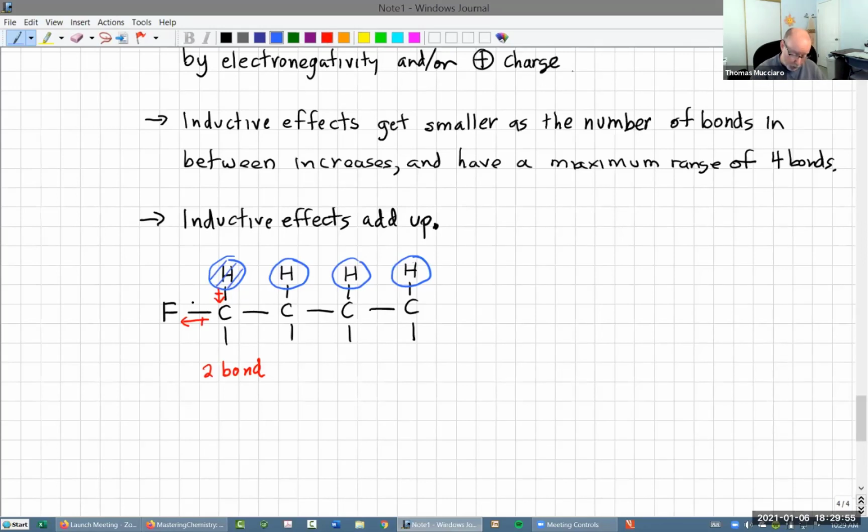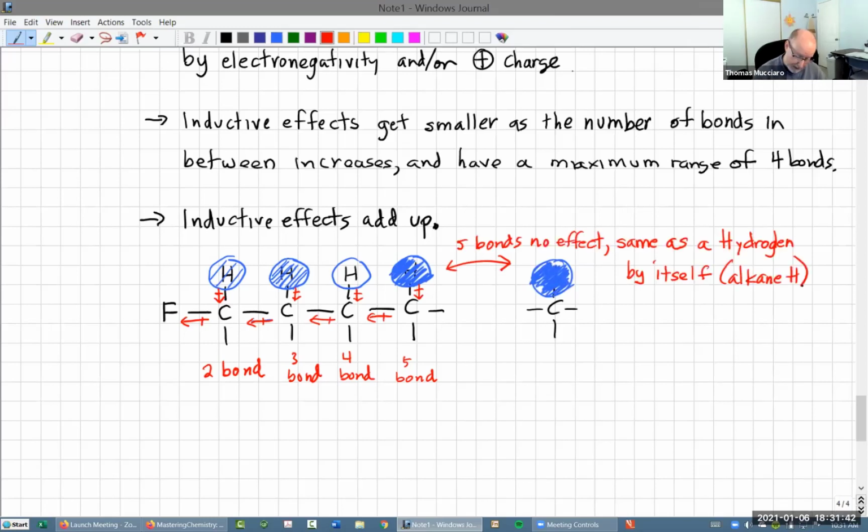If we go one more bond away, this is a 3-bond effect. So what's going to happen is it's not going to be as strong, so this atom will have a little bit higher electron density. This is the 4-bond effect, and then this would be 5 bonds, and then this would be just a hydrogen by itself. This one is going to be the most dense. It's going to essentially be the same as the hydrogen by itself. And then this 4-bond one is going to be in between. I drew the 5th one so that I could get the 4-bond one darker, but not as dark.